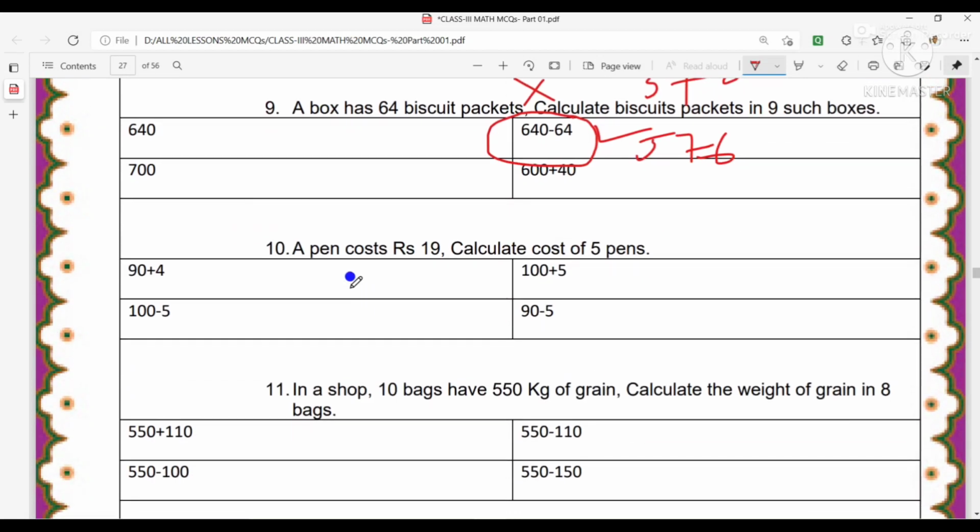Okay. Then a pen costs 19 rupees. Calculate the cost of 5 pens. So 19 into 5, 95. So 95, 100 minus 5, that will be your 95.